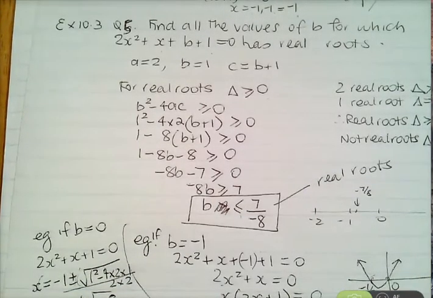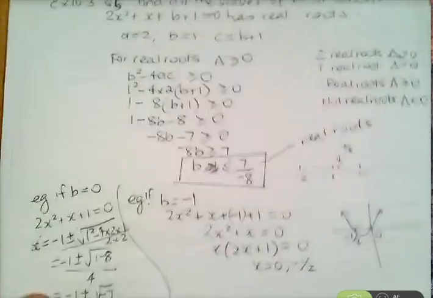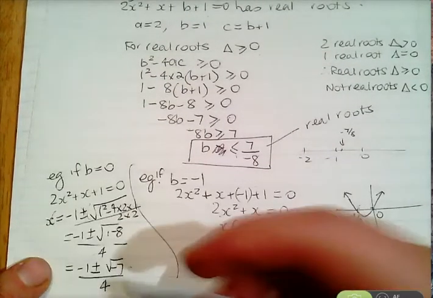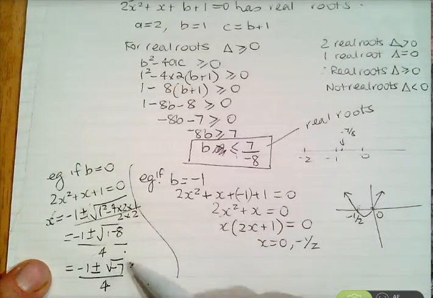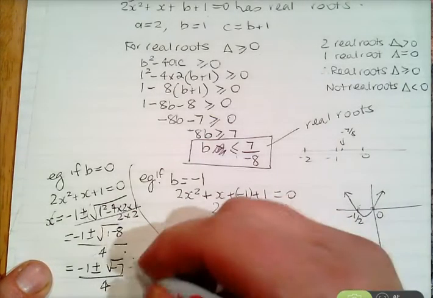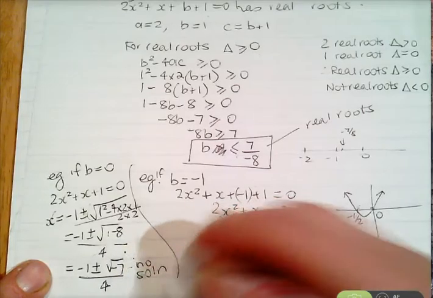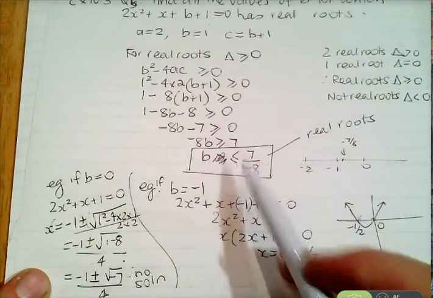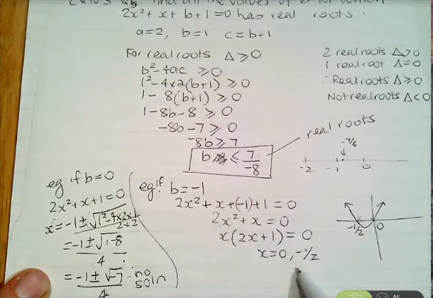Well, I can see that my discriminant, or the bit under the square root sign, is -7. And so therefore, there are no roots to this equation. There's no solution here. So therefore, if b is less than or equal to -7/8, I've got roots.